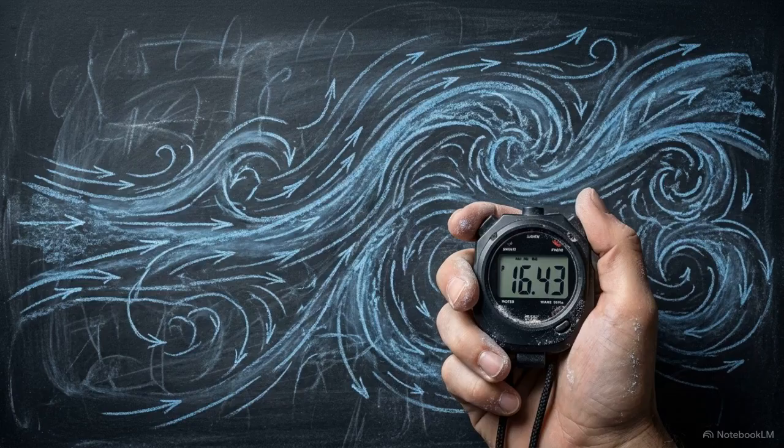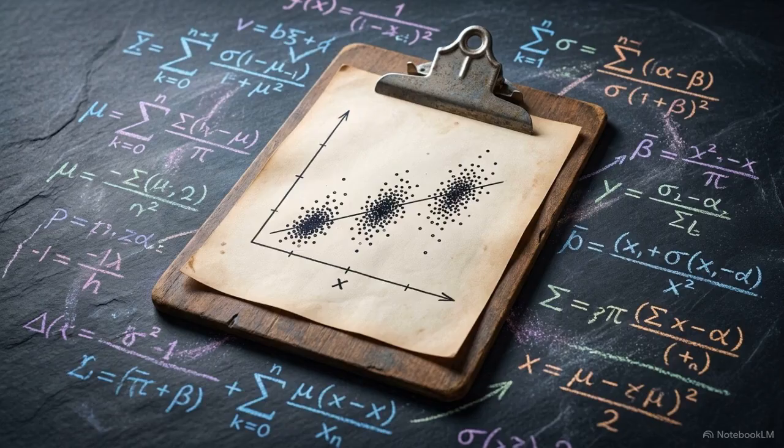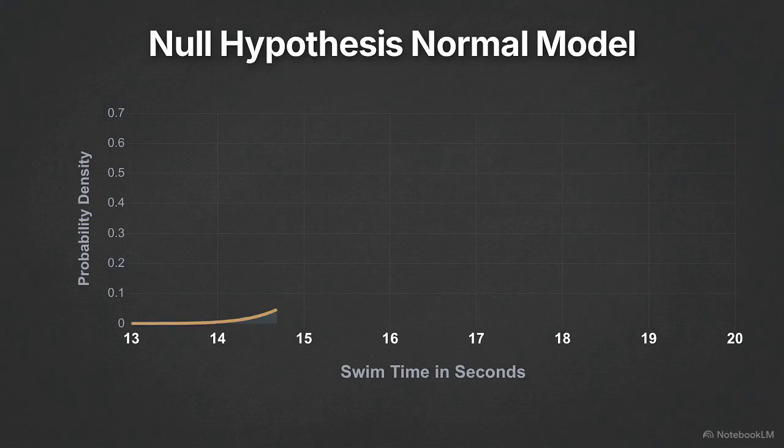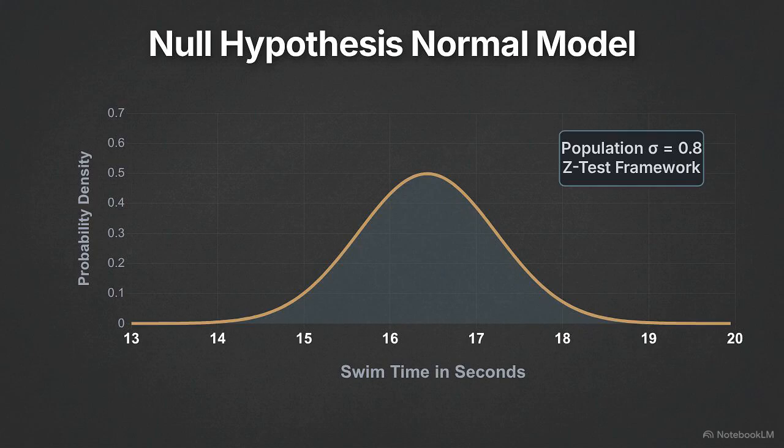Let's apply this. Suppose an 8-year-old swimmer averages a time of 16.43 seconds. His coach wants to know if a new aerodynamic pair of goggles improves his speed. We establish our known baseline population variables. The mean time is 16.43 seconds, and the population standard deviation is known to be exactly 0.8 seconds. This chart displays a standard normal distribution. Because we have the rare advantage of knowing the true population standard deviation, we use this normal curve, setting up what is called a z-test.